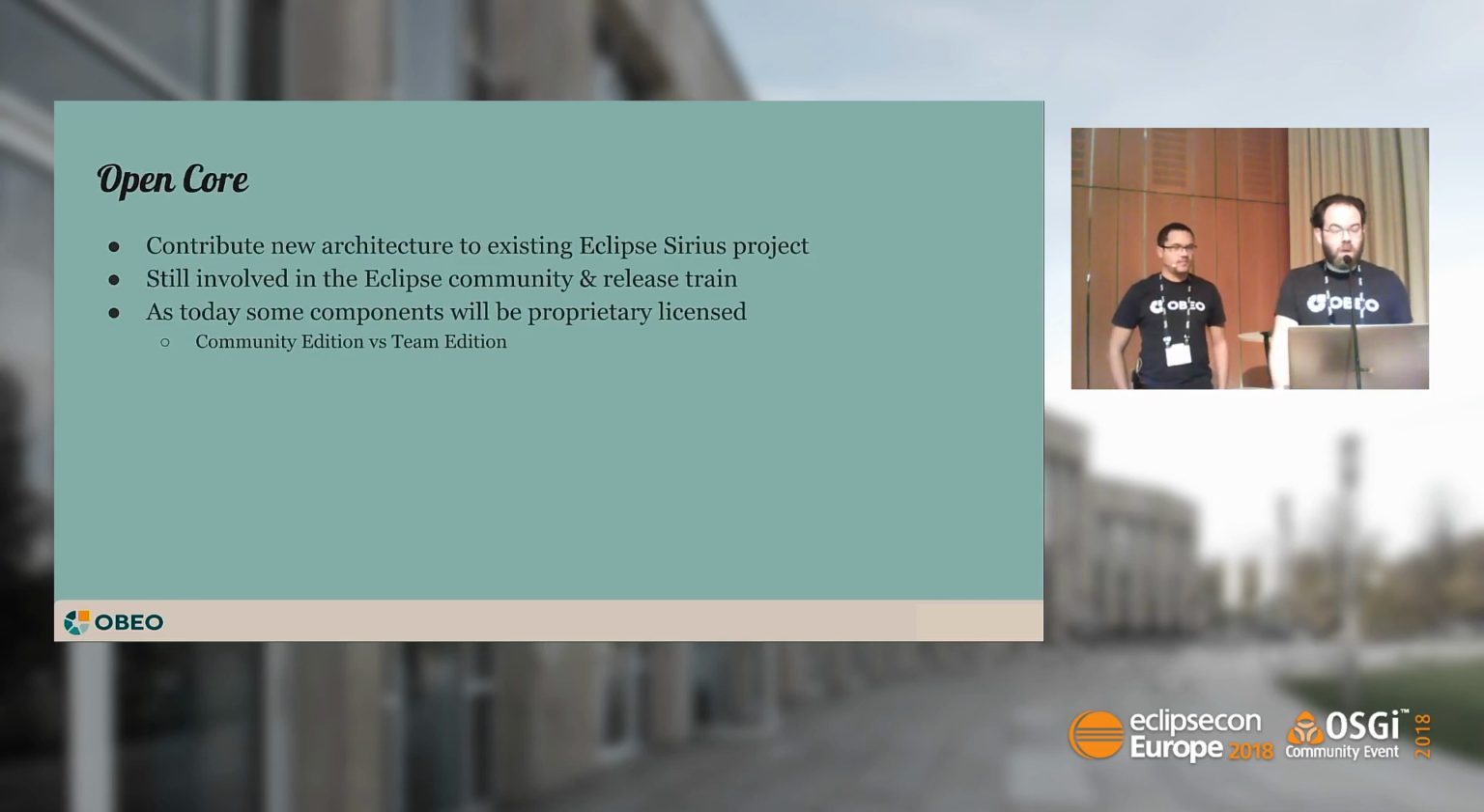All of this work on the new architecture will be contributed as usual as open source in the Eclipse Sirius project, and we'll continue to maintain the Eclipse community and contribute to the release train. And as is the case today, it's possible that some of the extensions added to this new model will stay proprietary. Currently, we have a community edition of Sirius, of Obeo Designer, which is a full experience, but only open source components. And for large-scale deployments in enterprise, we have some added functionalities which are proprietary in our team edition, and probably the idea will be the same.